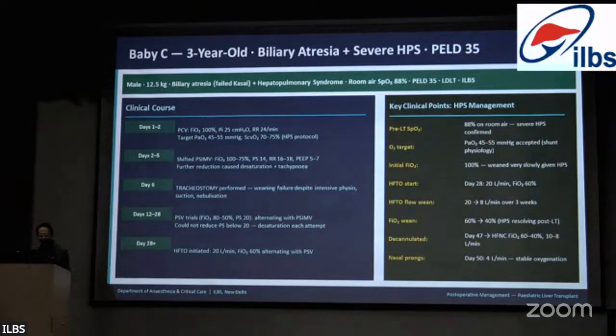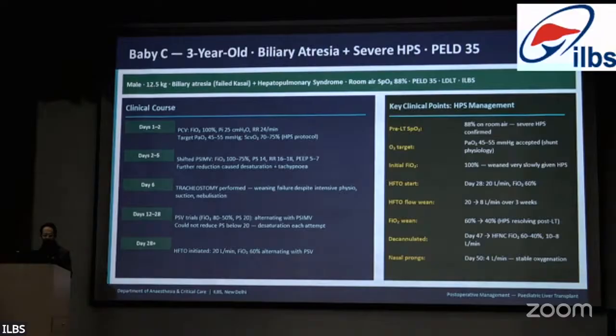Coming to another case, a 3-year-old with severe HPS. This child was 12.5 kg, failed Kasai with severe HPS. Room air SpO2 was 88 and PaO2 was 48. The child had a stormy intraoperative course requiring large volume blood transfusion. Post-operatively, our target was to keep the PO2 between 50 to 60, but the child required 100% oxygen and was on pressure control ventilation.